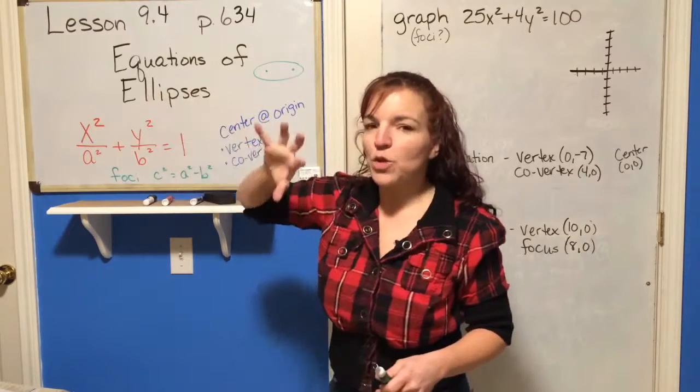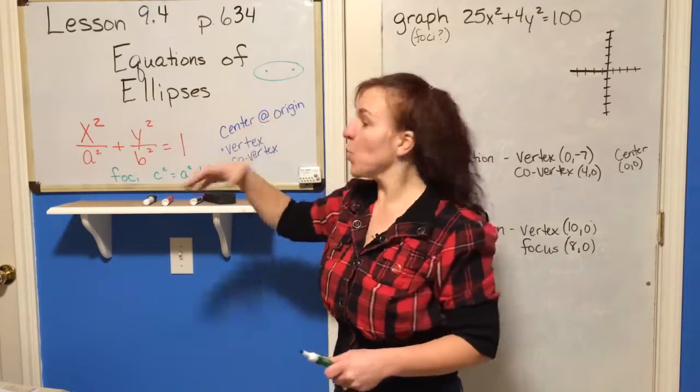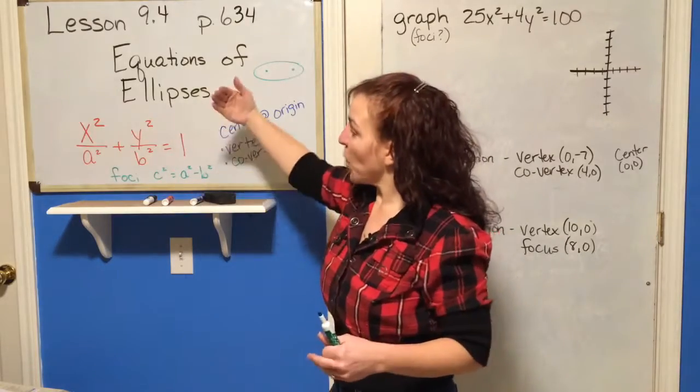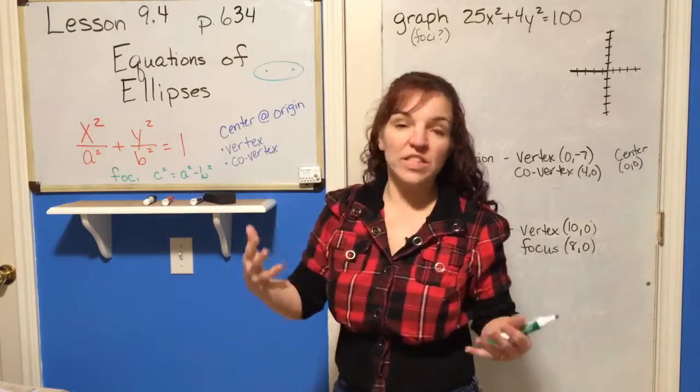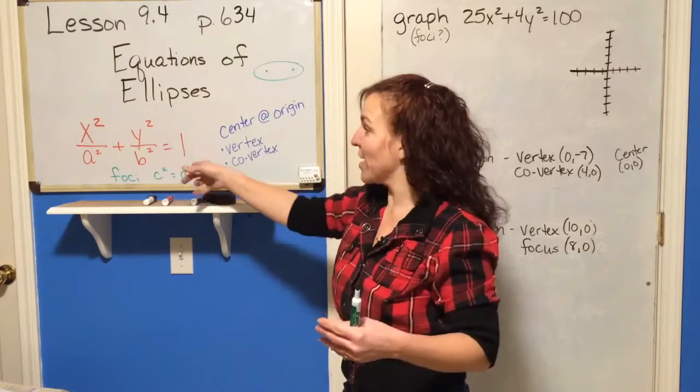So the trick with these equations is to get it equal to 1, and then you're going to have x squared and y squared amounts with squares underneath. If it's not a perfect square, you can take the square root to get what a and b are.